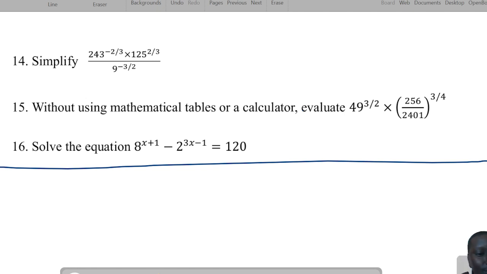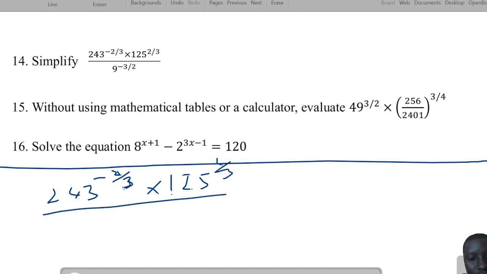So basically, we have 243 to the power of negative 2 over 3. Then this one times 125, this 125 to the power of 2 over 3. Then you divide this by 9.